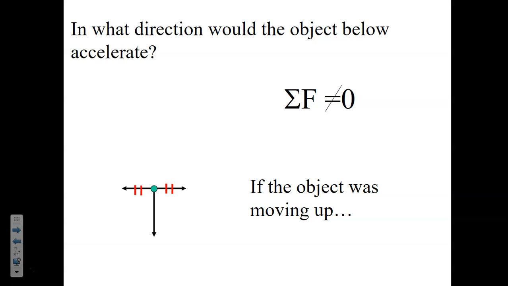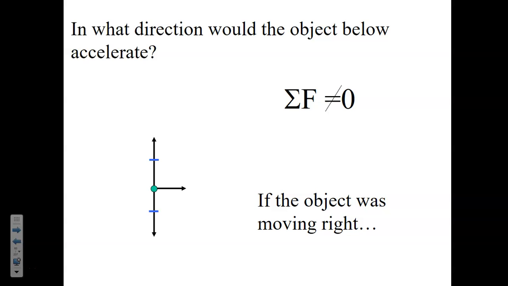Okay, sometimes the forces don't balance. So here, the forces balance in the x direction, in the left and the right they balance, but we've got a downward force. So our net force would be down, and if this object was moving upwards, what would be happening to its speed if it had a downward force? It would be slowing down. And if it was moving down and it had a net force down, it would be speeding up.